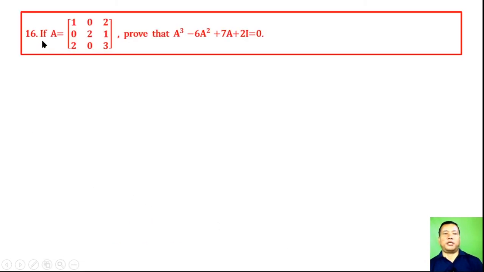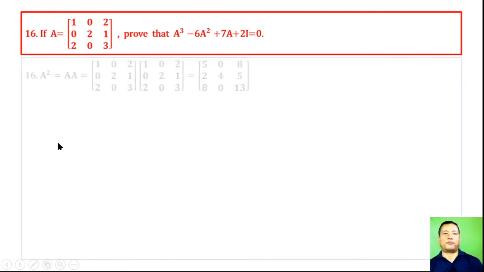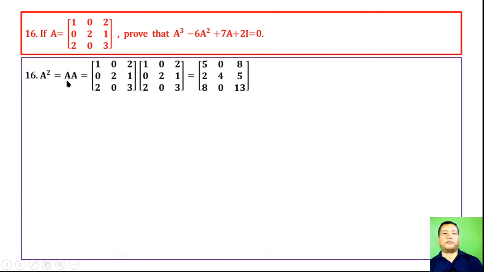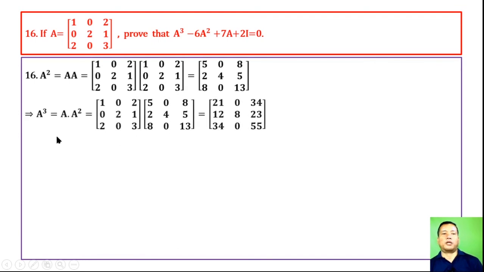Question number 16. If A equals this, prove that A cube minus 6A square plus 7A plus 2I equals the 0 matrix. We have to prove this. A square means A into A, we substitute the value of A matrix and find the product. A cube is A into A square, we substitute the value of A square and find the product.